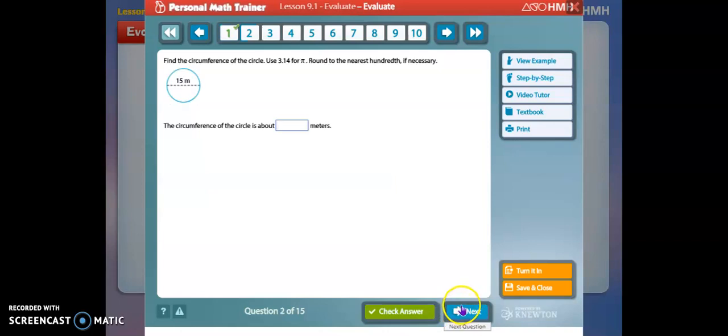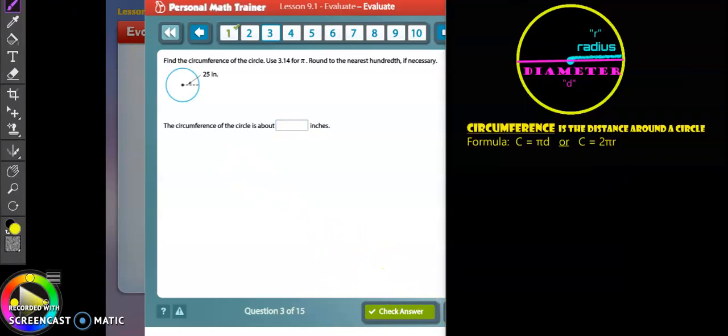Next, I'm going to skip this one. It's very similar. We're going to do one like this. They're looking for circumference again, but this time they're telling you that this line represents 25 inches, and this little line is not a diameter. It's actually half of that. This is the radius, a smaller part. To find circumference, you could use this formula if you knew what the diameter was. And it's easy to figure out the diameter, because this radius right here is 25.